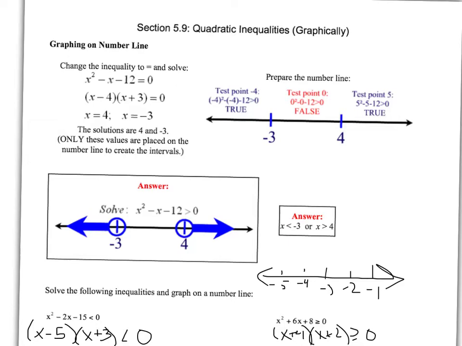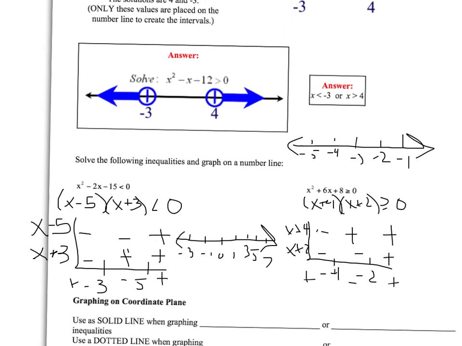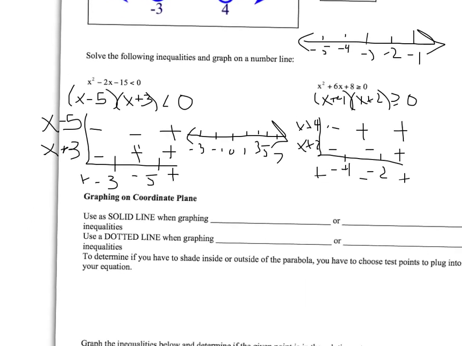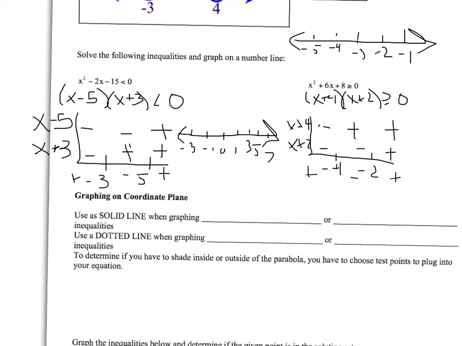To save us some time on this video, what I did so far on these two problems was factor. So x squared minus 2x minus 15 is less than 0 factors to x minus 5, x plus 3. I made my sign tree. Based on the sign tree, I need numbers that are less than 0. I need negative numbers, which is going to happen between -3 and 5.